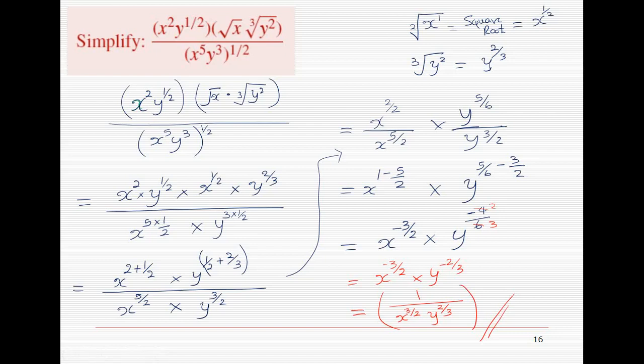So in the final example, you can see that during the simplification we were using almost all the index rules that we saw today. Except for the zeroth power, all the other rules were used in this simplification.